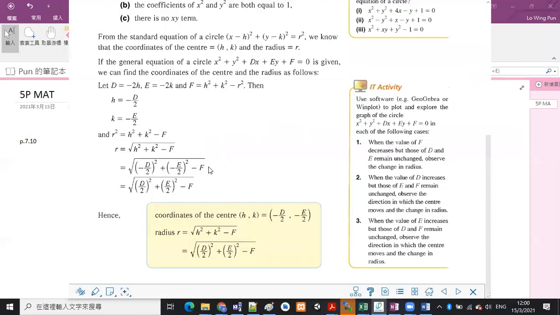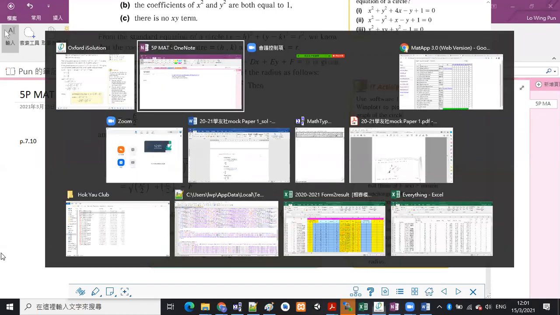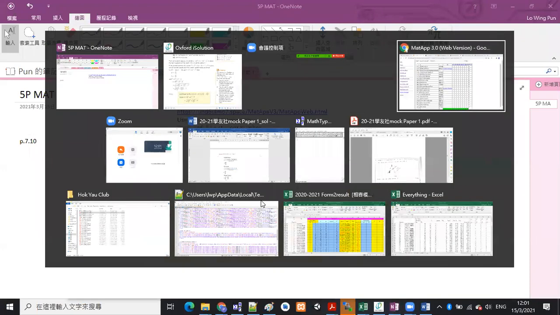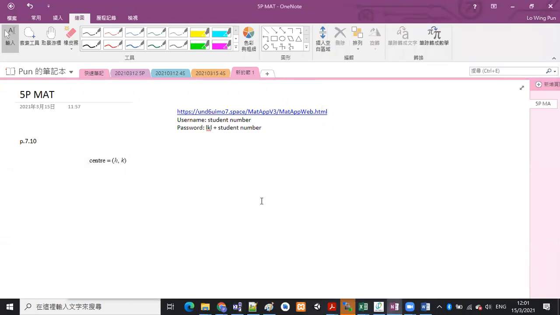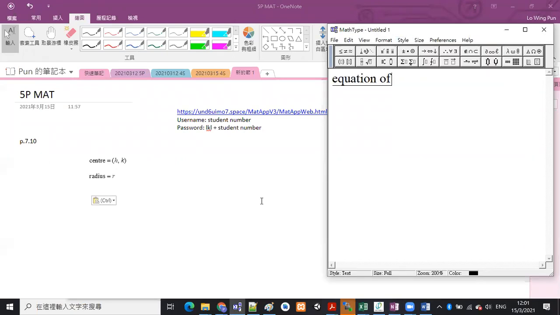So let's come back to page 7.10. Last few days before the holiday, that is the last week, we were talking about finding equation of circles. If we have the center, the coordinates of center being h and k, and if we have the radius being r, then we can write down the equation of circle by using this formula: x minus h squared plus y minus k squared equals r squared.